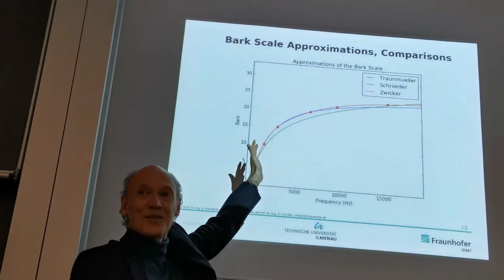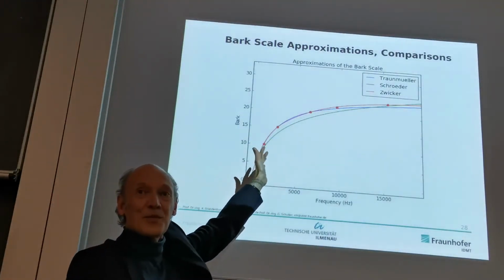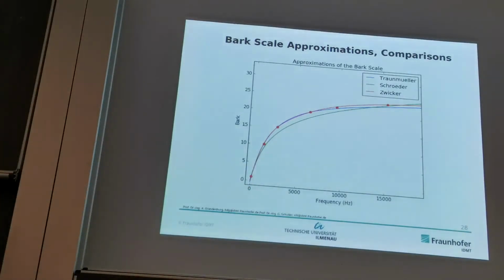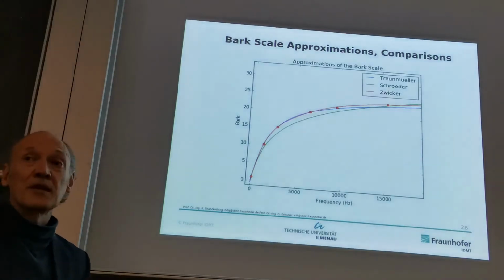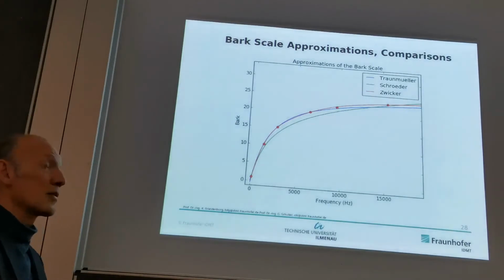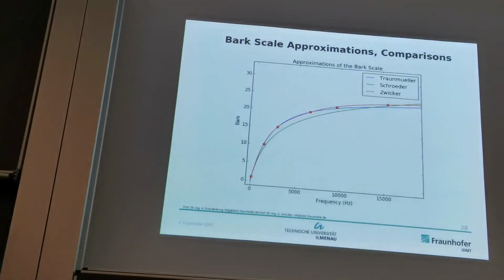Does it make sense? So this shows you the quality of the different approximations. So Zwicker is the most precise but not invertible, so that gives us an error. Then Traunmüller is not quite as exact, but gives us the exact inverse. Schroeder is even less exact, but again gives us the exact inverse.